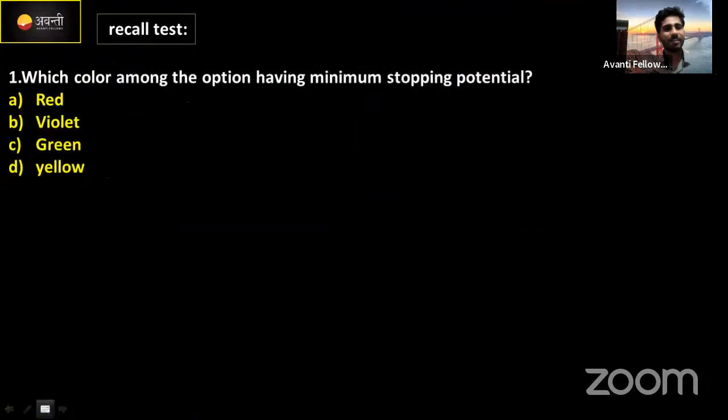The question says: which color among the options has the minimum stopping potential? Let me know through the chat box which color has the minimum stopping potential. I need answers from you guys.